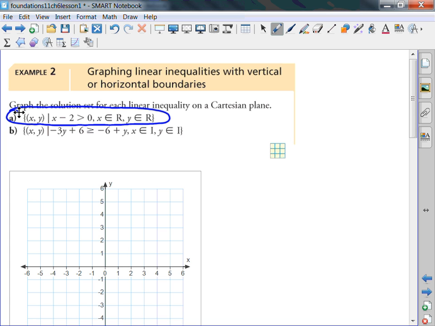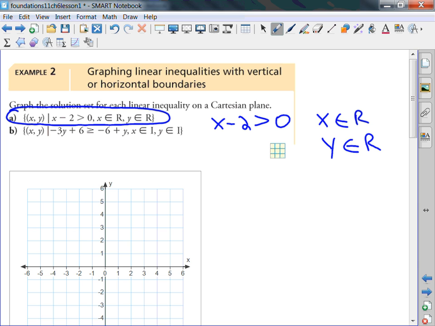But what's important out of this is x minus 2 is greater than 0, and x is an element of the real number system, y is an element of the real number system. When it tells us that x and y are elements of the real number system, that's saying there are no restrictions. They can be fractions, decimals, integers. There's no restrictions whatsoever on the variables. So that's going to dictate the shading and what kind of boundaries we're going to do.